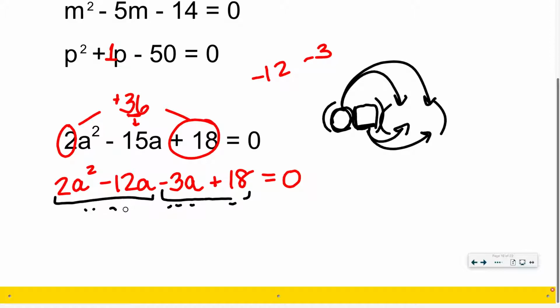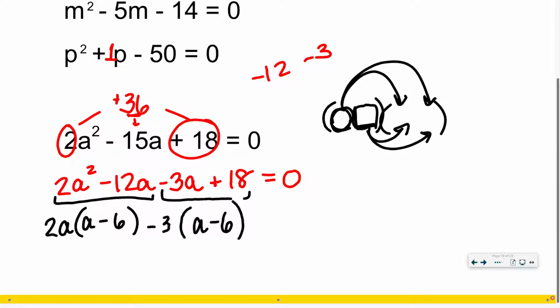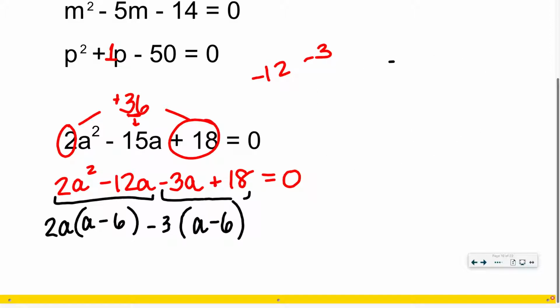What's the greatest common factor of the first two terms? 2a. What's left? A minus 6. If this parentheses is a minus 6, the other parentheses is a minus 6. What factored out of negative 3a plus 18? A negative 3. So, I'm not done yet. What are the two binomials that factor out? 2a minus 3 and a minus 6.